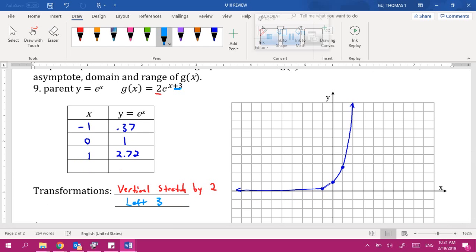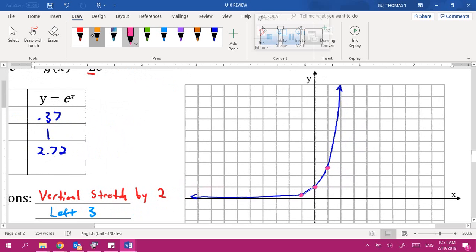All right, so now that we've got the transformations listed out, we can actually apply them. So what we're going to do is take each of the points from our original. We got 3 points, right? We're going to apply those transformations to those 3 points. The first transformation was vertical stretch by 2. All that means is I'm going to double the distance each point is from the x-axis.